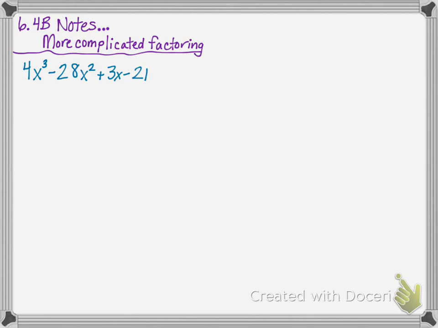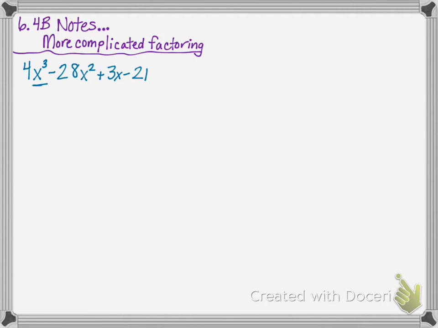So this is 6.4b, and I have the first example written out. Sorry I couldn't get the actual document up there, so you'll just have to bear with me, but this is the problem that's on your notes. And the first thing you want to do with any of these factoring things, and it kind of says it up at the top, is you want to factor out the greatest common factor. Another way of saying that is look for what they have in common.